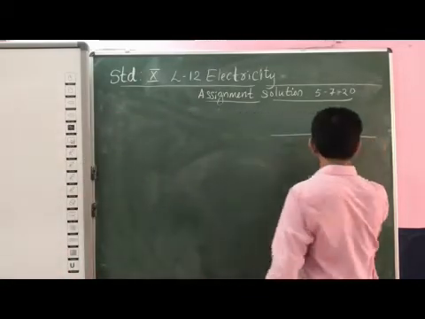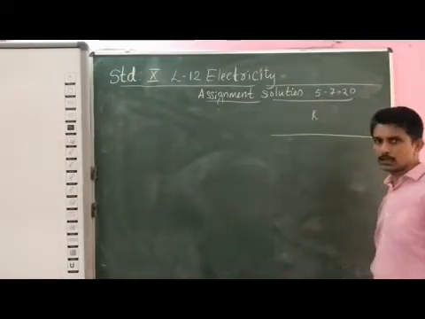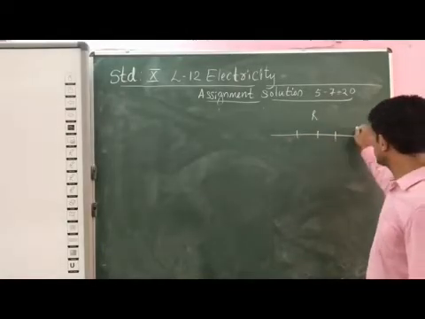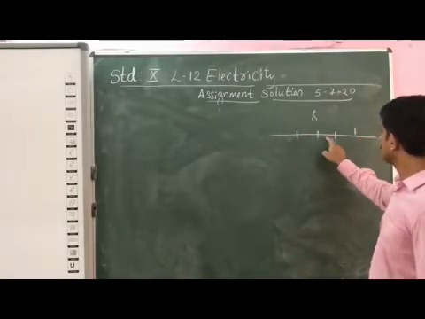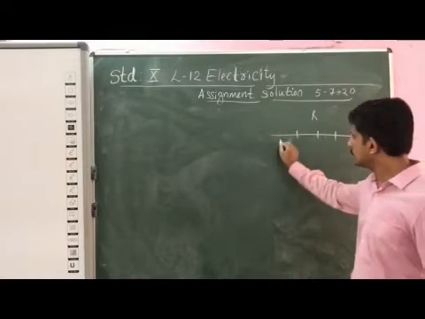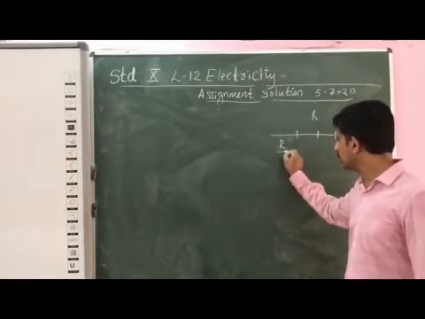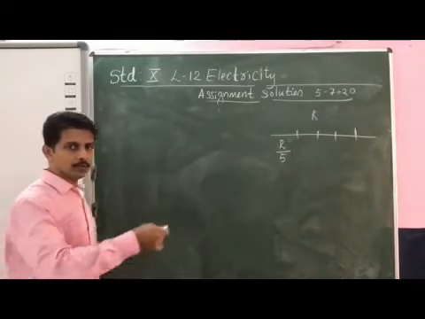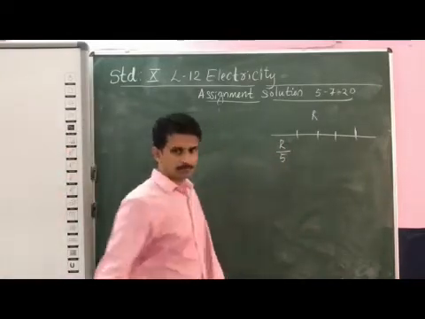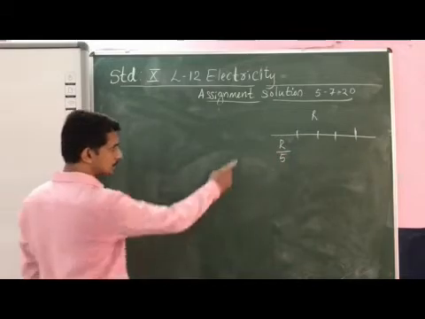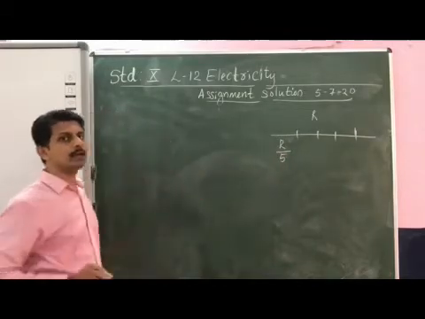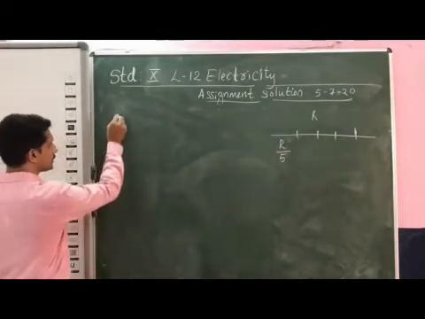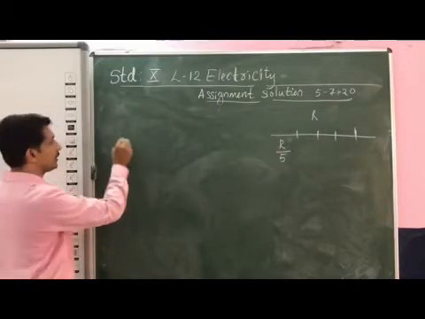A wire which is having resistance R is cut into 5 equal parts, like you say 1, 2, 3, 4, 5. And what is the resistance of each part? It should be R by 5, since it is cut into 5 equal parts. We know the resistance of each part is R by 5. So these parts are now connected in parallel, and the effective resistance of the combination is R dash.